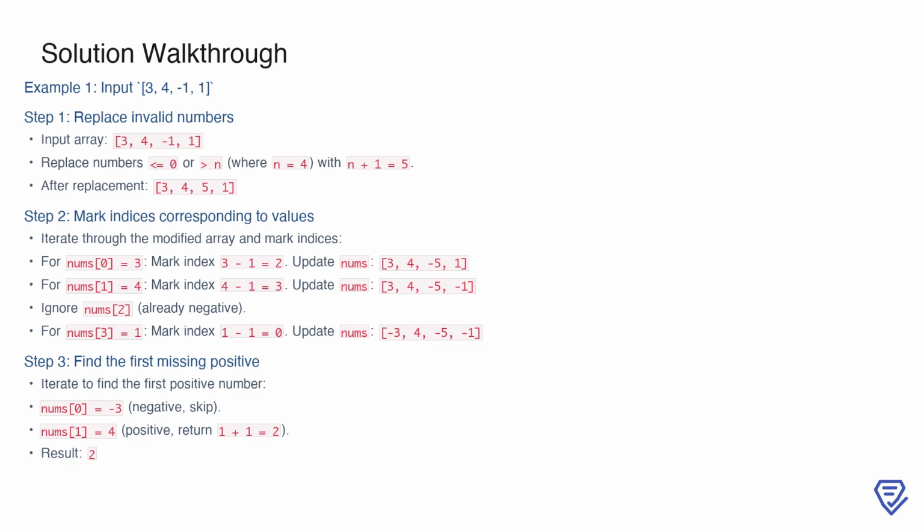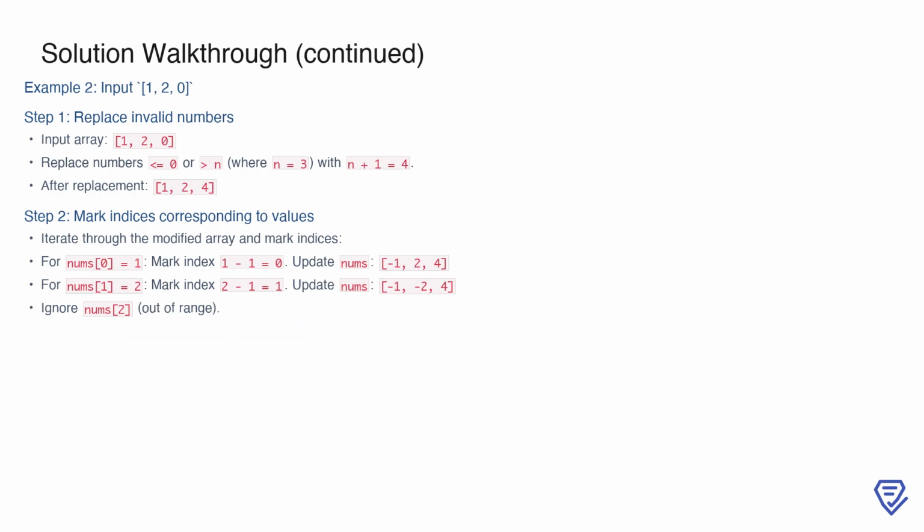Next, we take a look at the input array 1, 2, 0. The initial step is the same: replace numbers less than or equal to 0 or greater than the size of the array, n, which is 3 here, with n plus 1 equals 4. After this replacement, the array becomes 1, 2, 4.